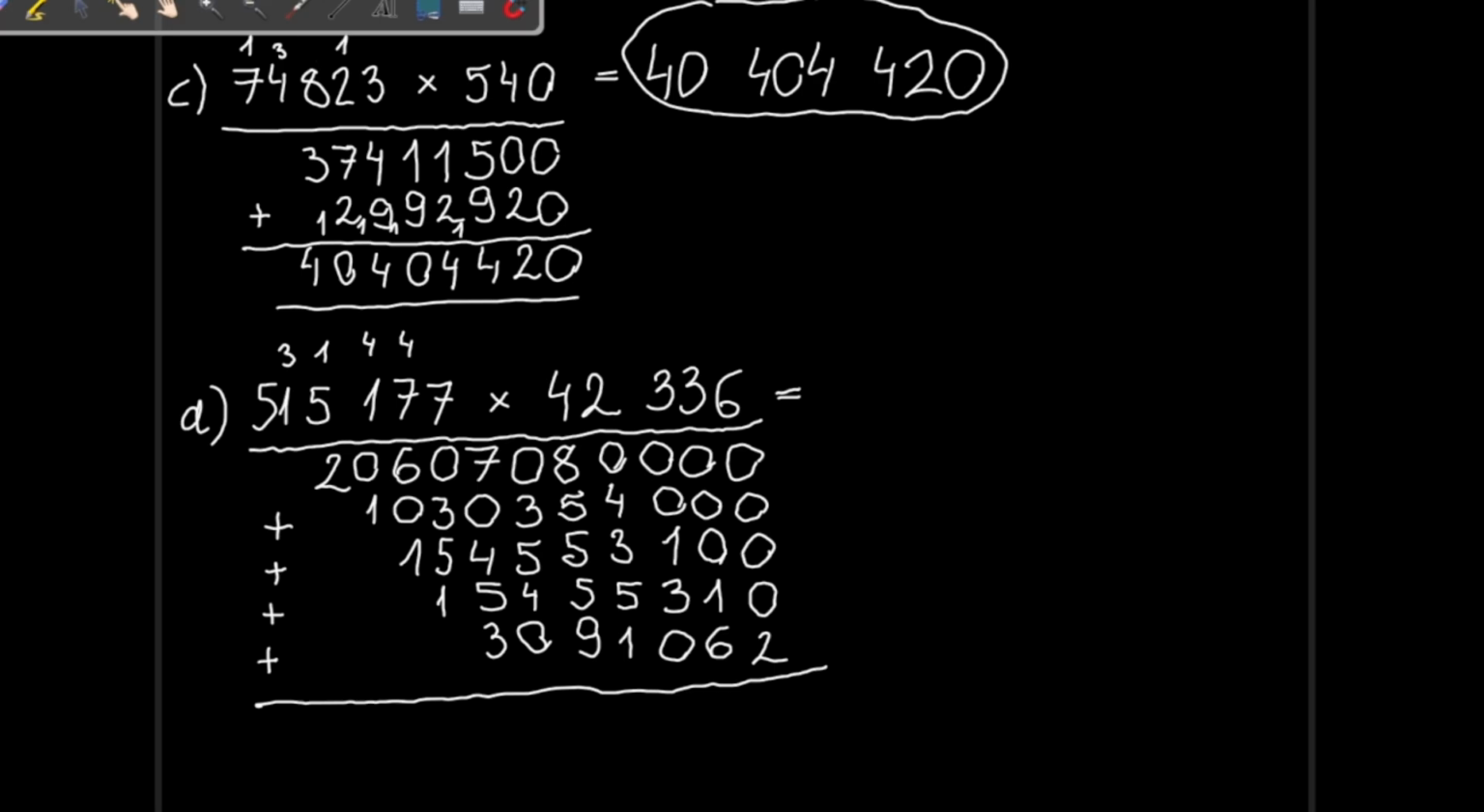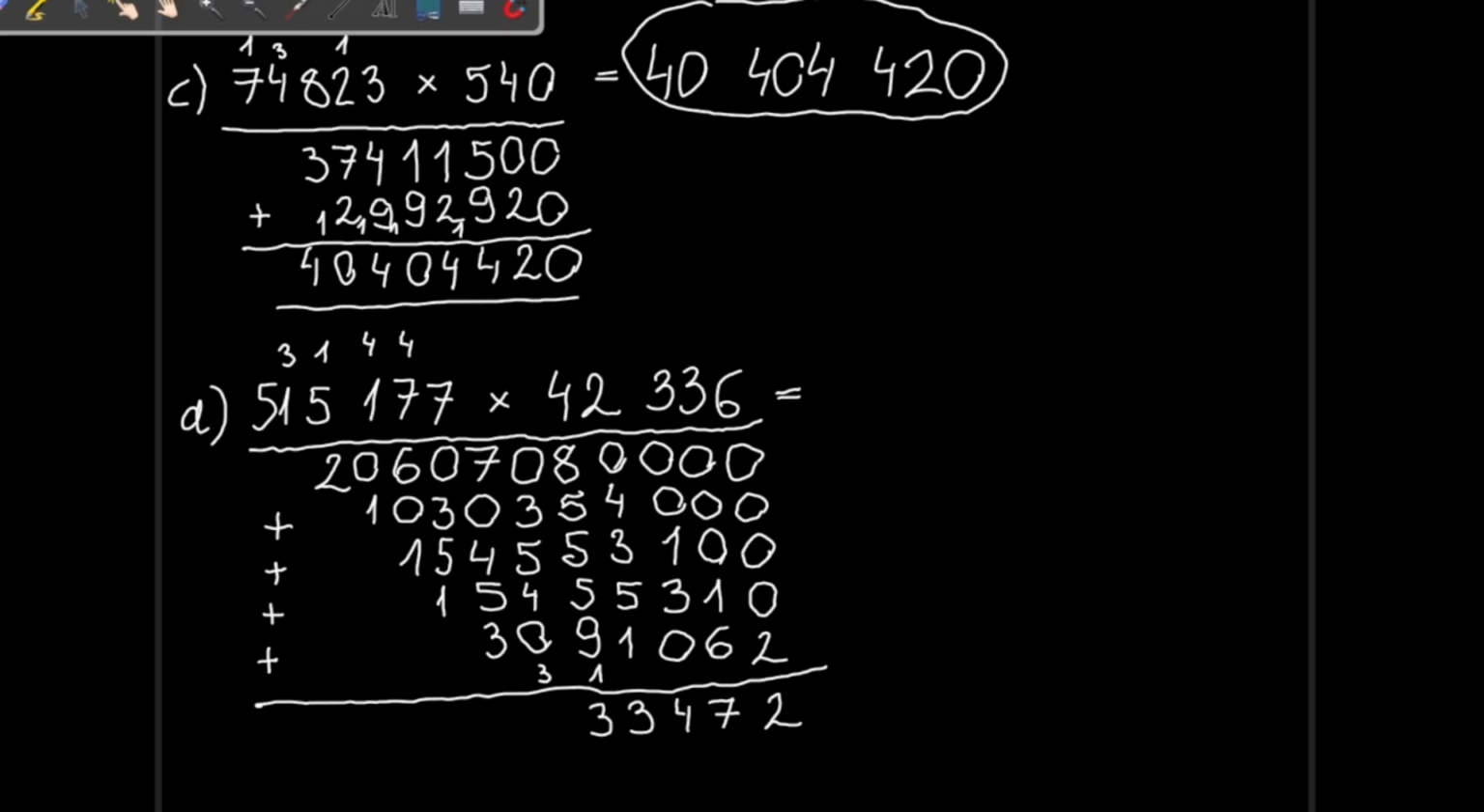So the first column is 2. The second one is 7. Third one, 4. Then we have 1 plus 5, which is 6, plus 3 is 9, and plus 4 is 13. And then we have here 10 plus 5 plus 5 is 20, plus 5 is 25, plus 8 is 33. So we add 33, and 3 goes here.